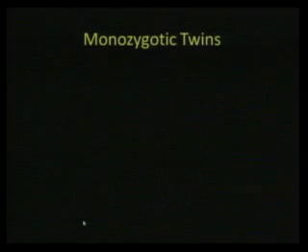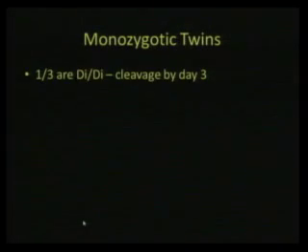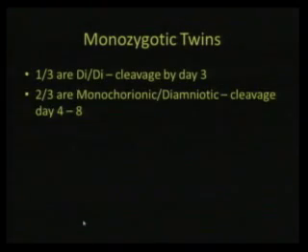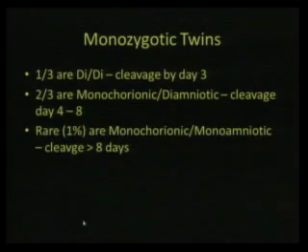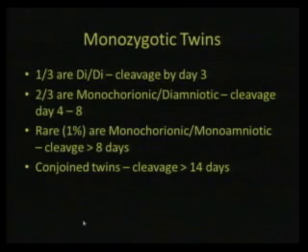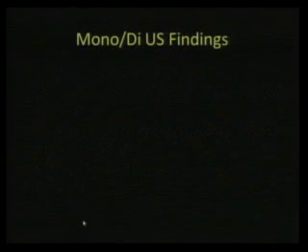All right. Monozygotic twins. A third of these are going to be di-di. Basically, that's when they have cleavage by the 3rd day. Two-thirds are going to be monochorionic diamniotic, and basically this is when cleavage occurs days 4 to 8. And very rarely there are monochorionic monoamniotic twins, and this is when cleavage occurs after 8 days. Conjoined twins occur when cleavage happens even later, at greater than 14 days. And these are always going to be the same gender because, again, only one egg was fertilized, so these are going to be either two boys or two girls.